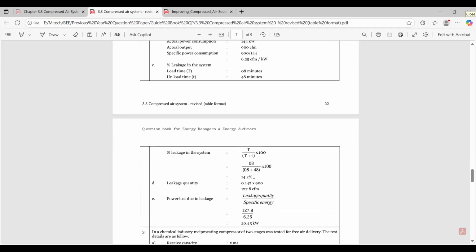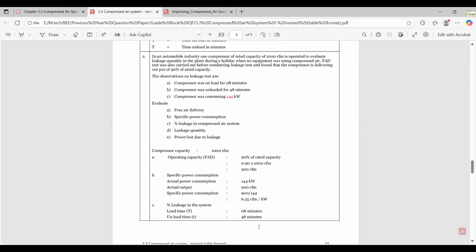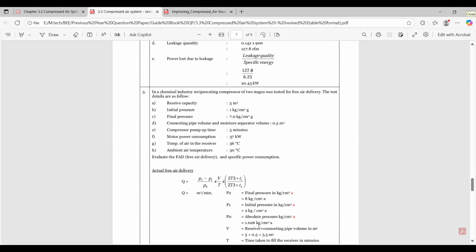Power loss due to leakage: you have calculated 127.8 CFM and your kW per CFM is 0.16, so 0.16 into 127.8. It's 20.44 kilowatt, about 20.45 kilowatt. So this kind of question can be used for your 5 marks questions.